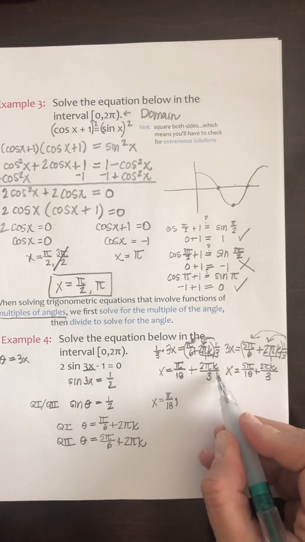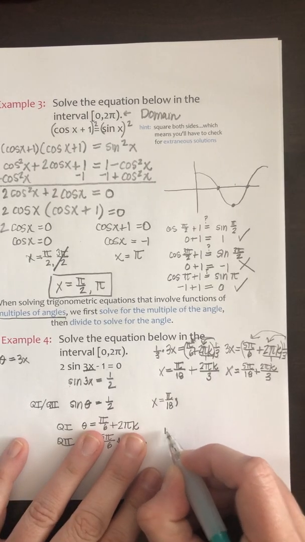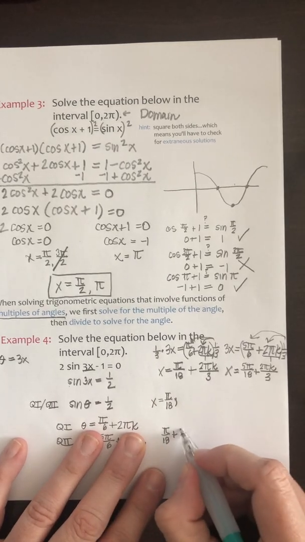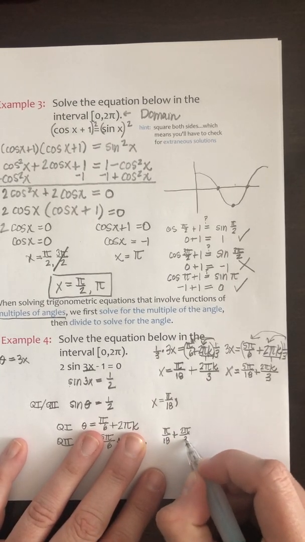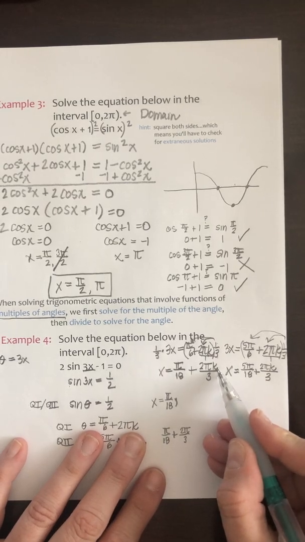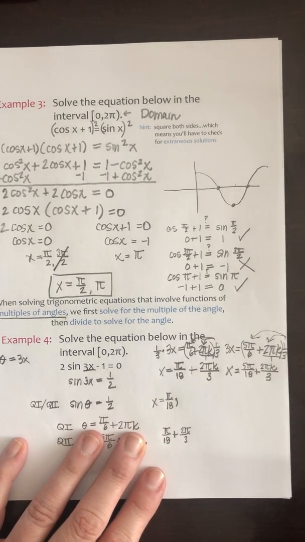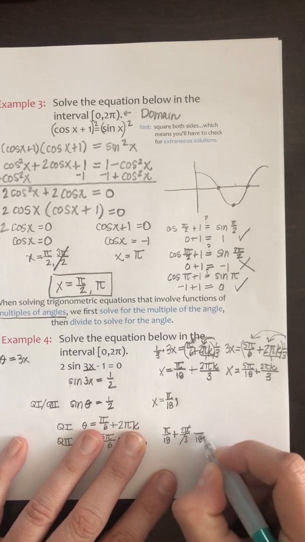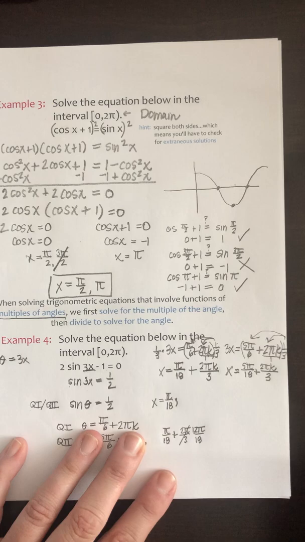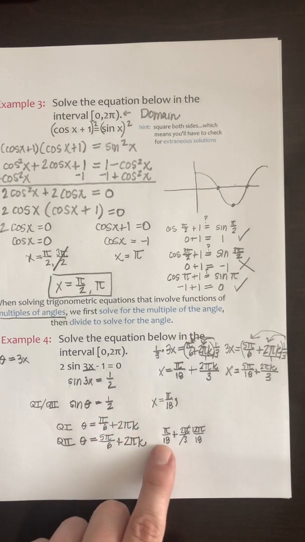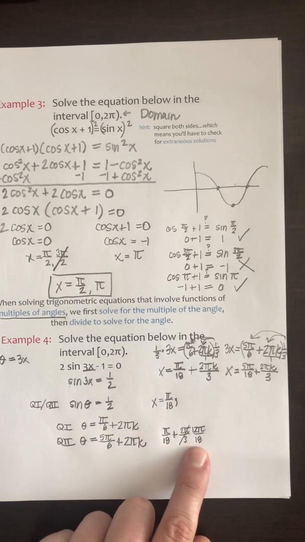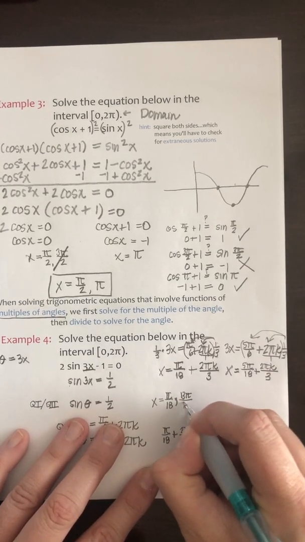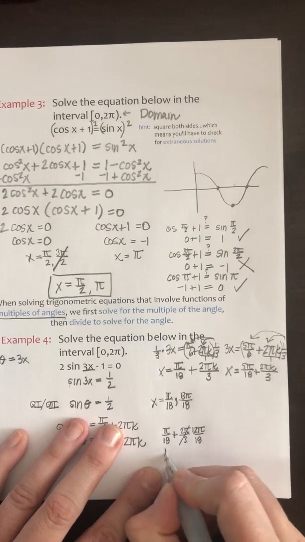If k were 1, then I would be taking this pi over 18 and adding it to 2 pi over 3. Remember, I'm assuming that k is 1. Well, if I'm going to add those together, I need a common denominator. So 2 pi over 3 is going to turn into 12 pi over 18. So pi over 18 plus 12 pi over 18 is 13 pi over 18.